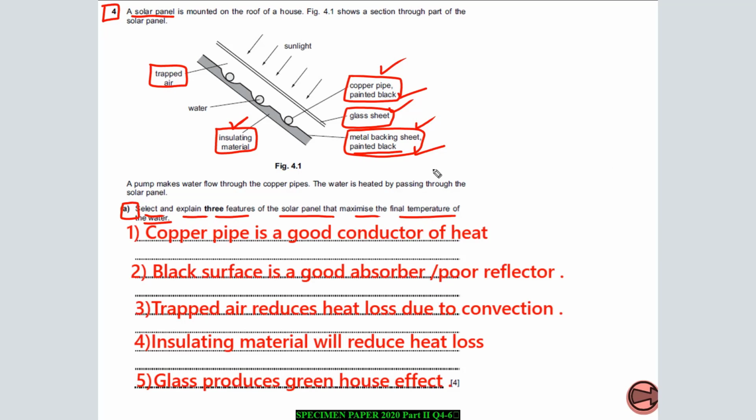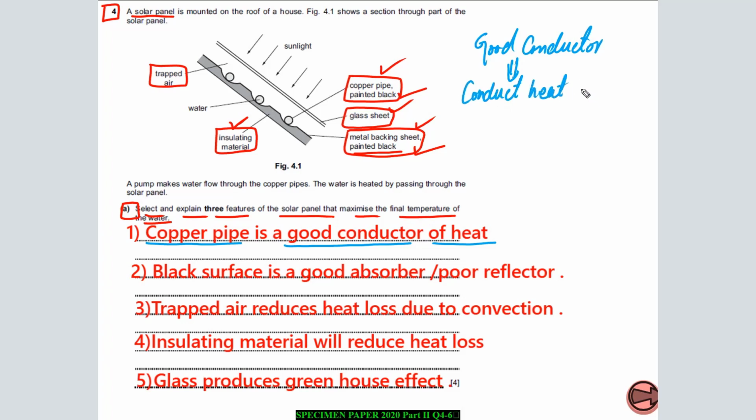You can see here, first of all, I have mentioned the copper pipe. This is one feature, and why are we using a copper pipe? Because it is a good conductor of heat. We need to understand what a good conductor means. A good conductor simply means that the material can conduct heat quickly and easily. So this is the benefit of a good conductor: quickly and easily.